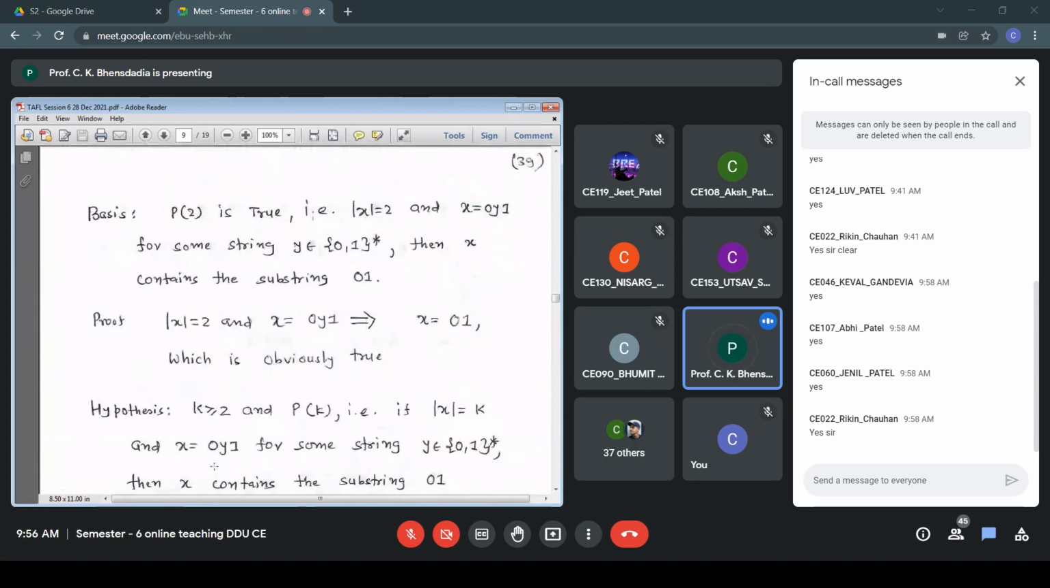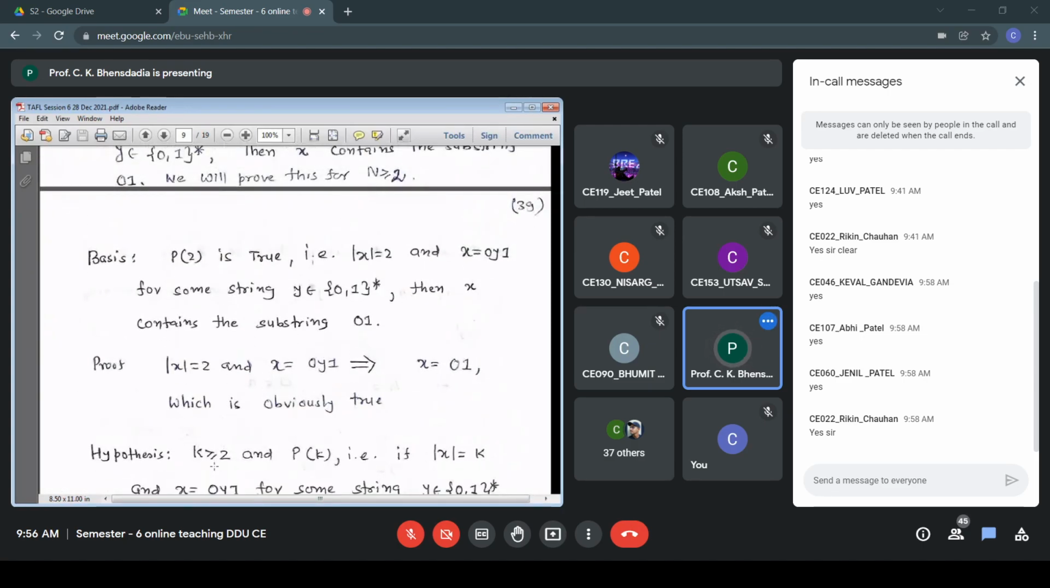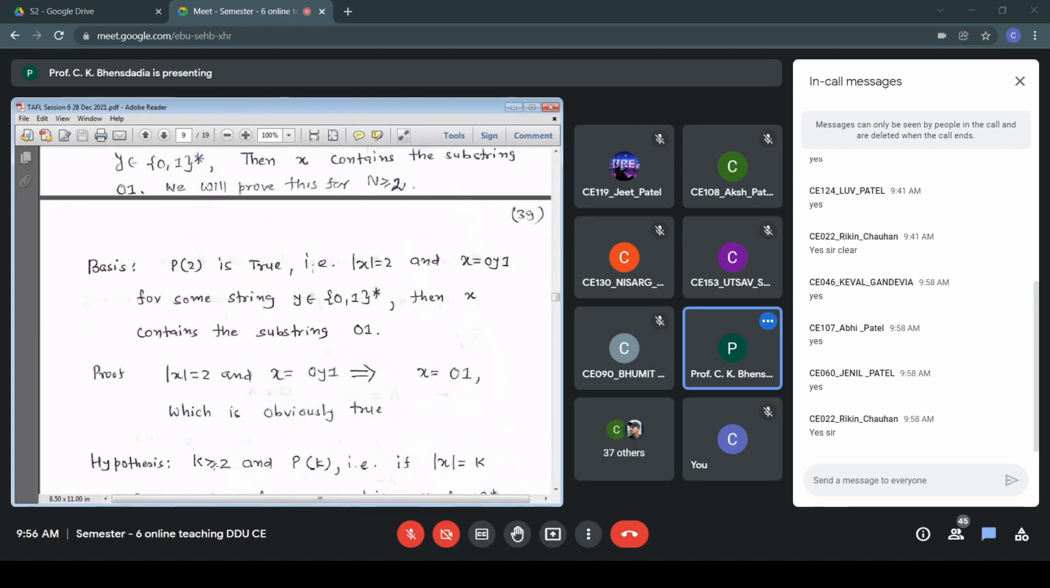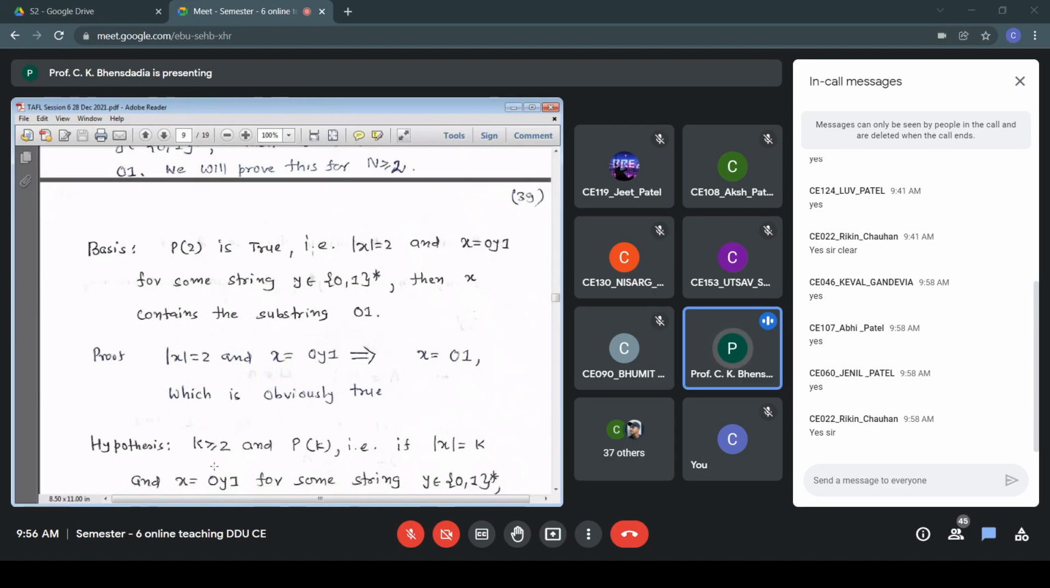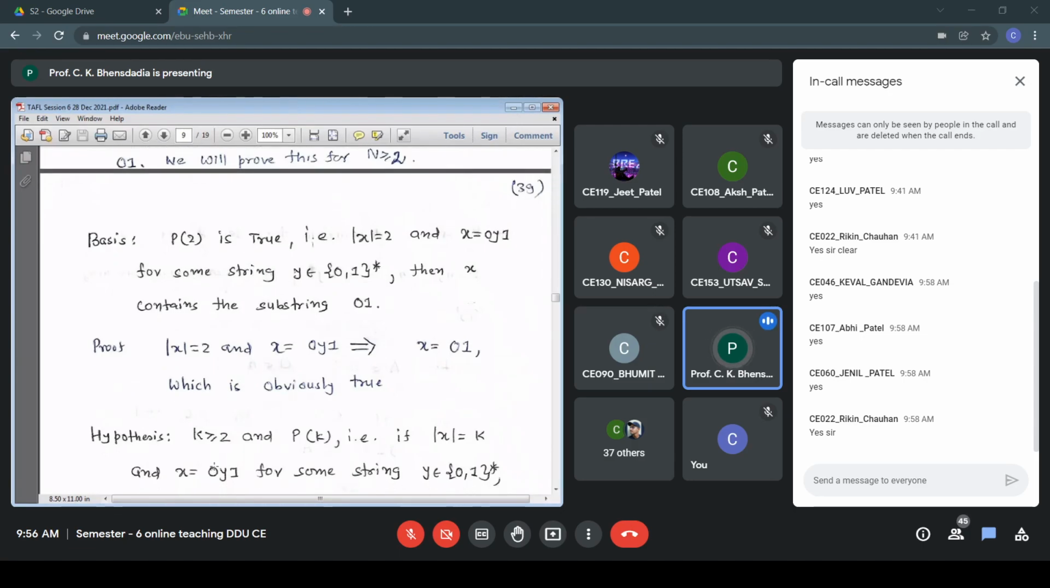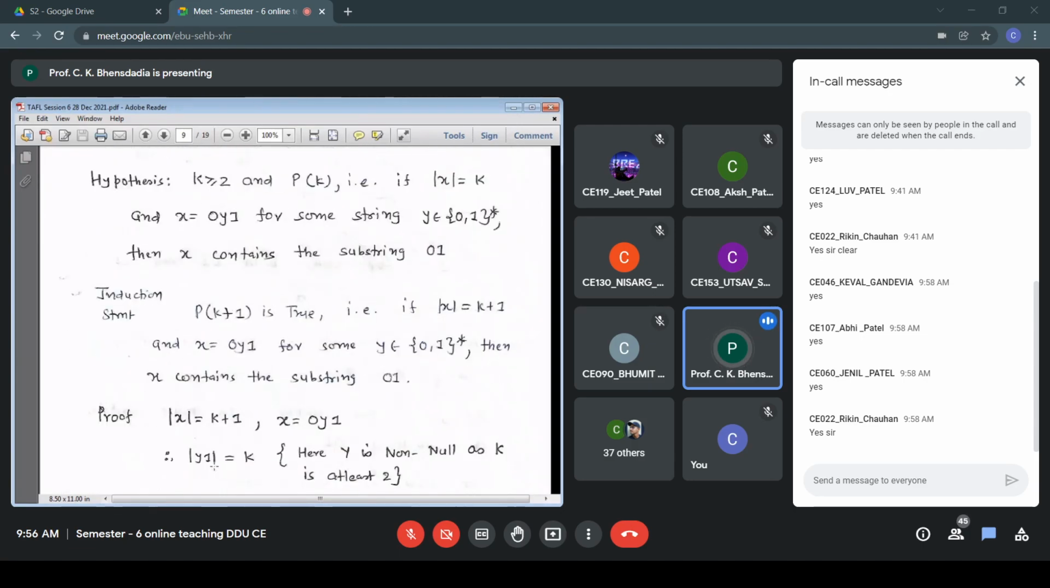But if you want to use the hypothesis, then the prerequisite, for example here, length of x equal to k, x equal to 0, y1 for some string y belonging to sigma star, I must establish that. Then only I can use it. If I don't show the prerequisite, then whatever you claim does not make any sense. That will be incorrect. That won't be acceptable.